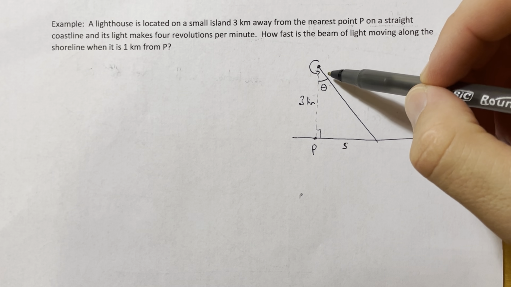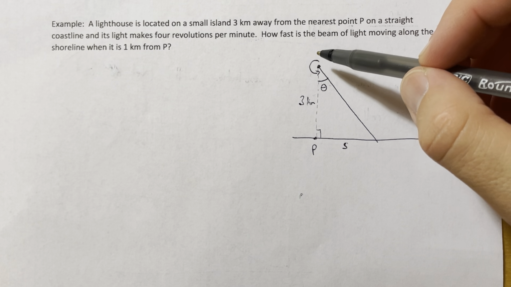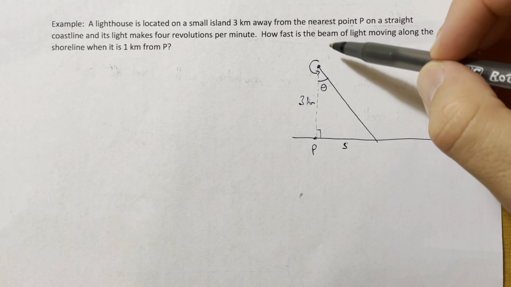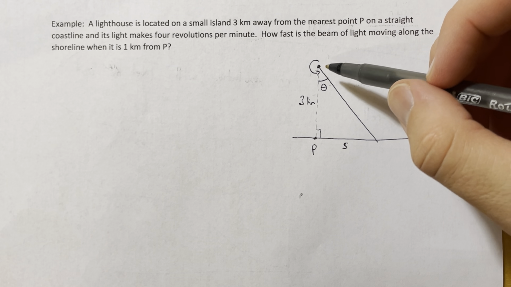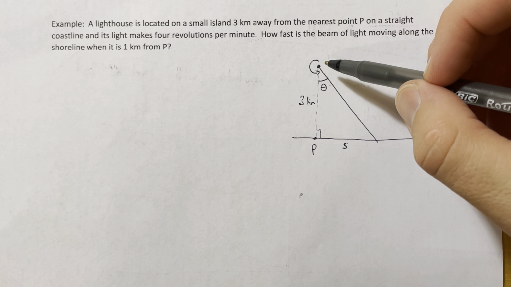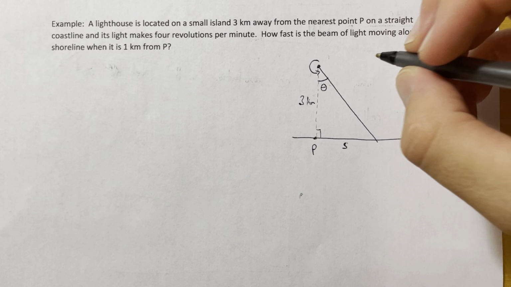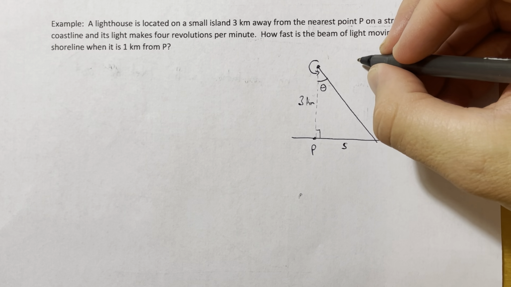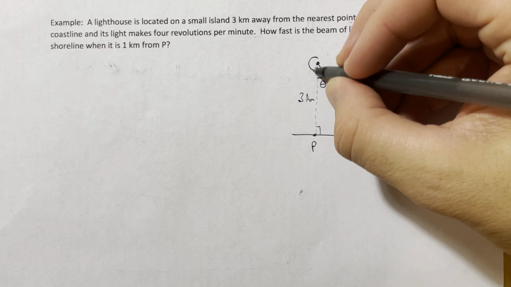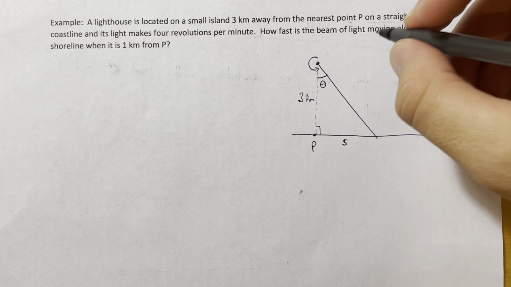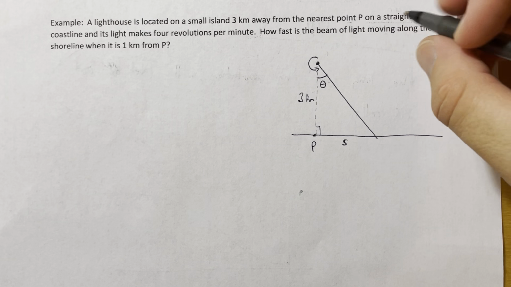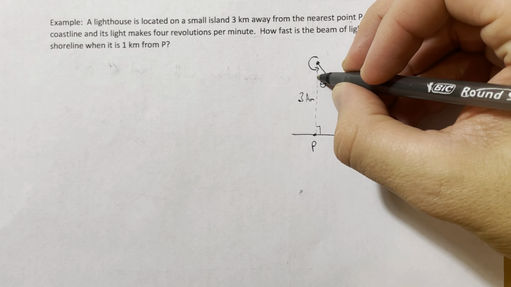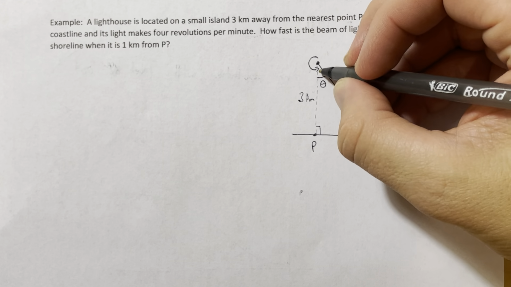What is 1 full revolution in terms of radians, in terms of angle measure? 1 full revolution around a circle, we think of that as 2 pi radians. So 4 revolutions would be 4 times that. 4 times 2 pi would be 8 pi. So that means that the angle is changing at a rate of 8 pi radians per minute. And that angle is exactly this angle right here.